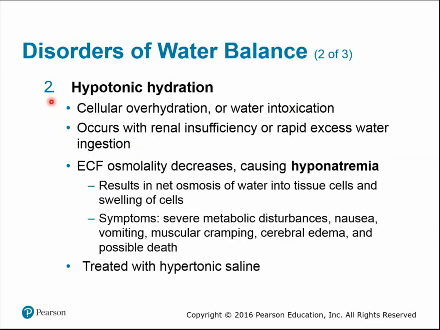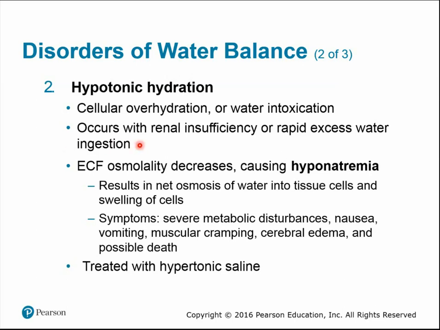Another type of disorder with water balance would be hypotonic hydration. So this is essentially overhydration or water intoxication. So it can occur with renal insufficiency or rapid excess water ingestion. So maybe it's some athletes that have been out in the heat and training and practicing all day, they get really hot and thirsty, so they just chug a lot of fluid, a lot of water, Gatorade or whatever, very rapidly.